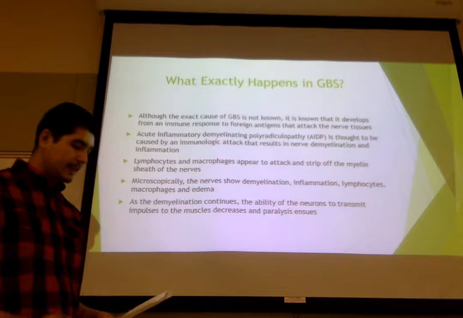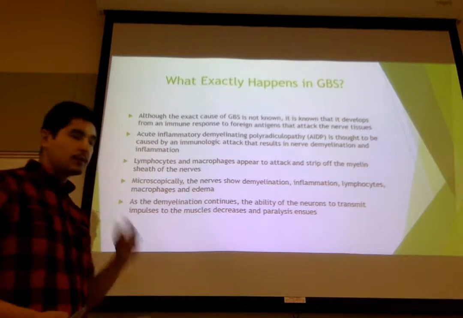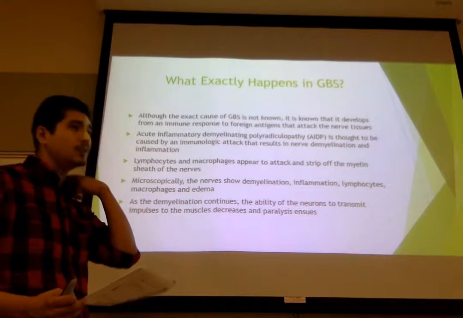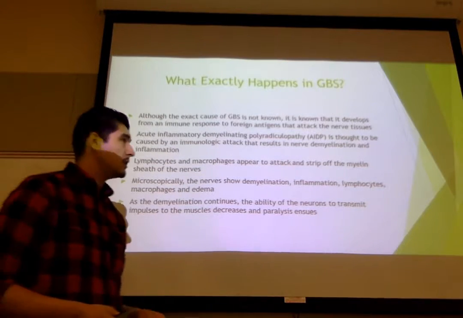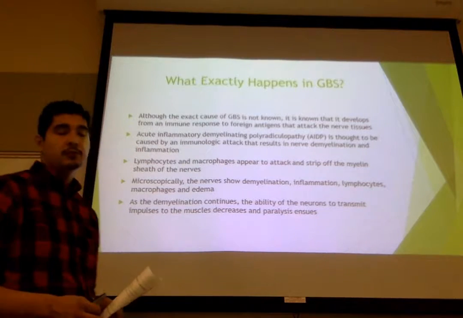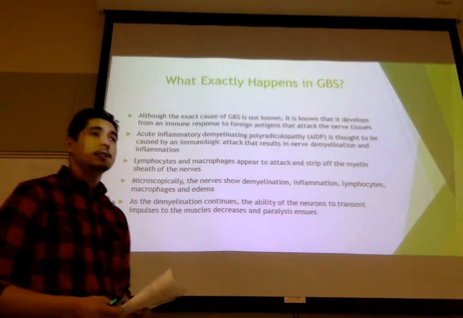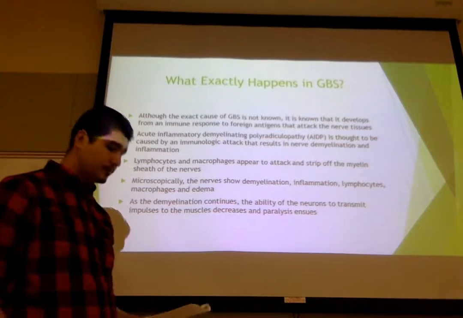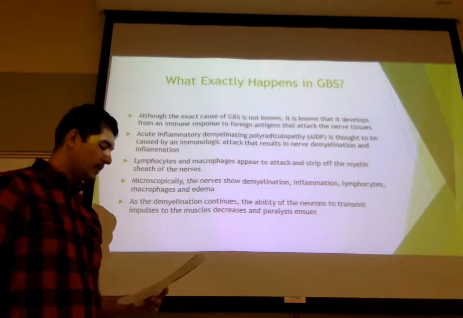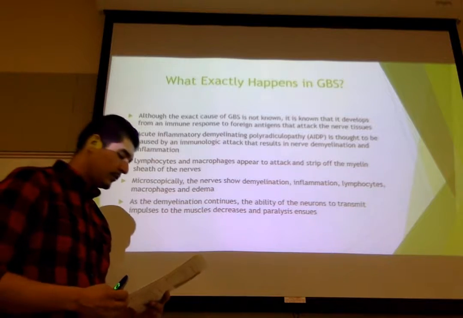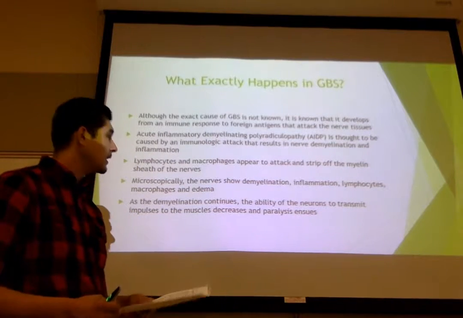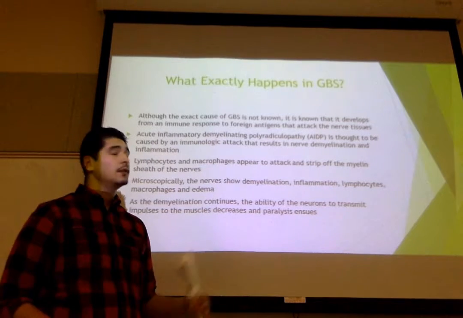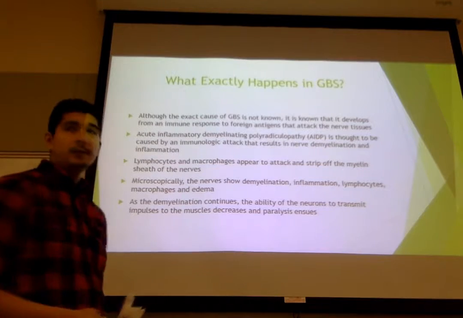So what exactly happens in Guillain-Barre syndrome? Because the exact cause is not known, what we do know is that it is an immune response to foreign antigens that attack the nerve tissues, hence why it is known as an autoimmune disorder. The acute inflammatory demyelinating radiculopathy, or AIDP, is thought to be caused by the immunologic attack that results in nerve demyelination and inflammation.